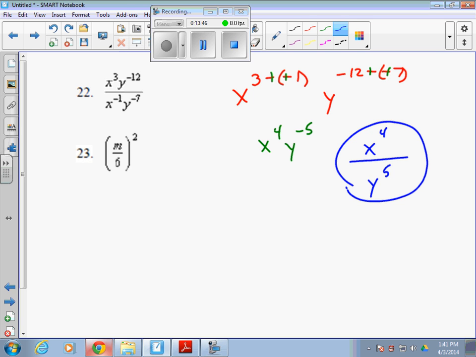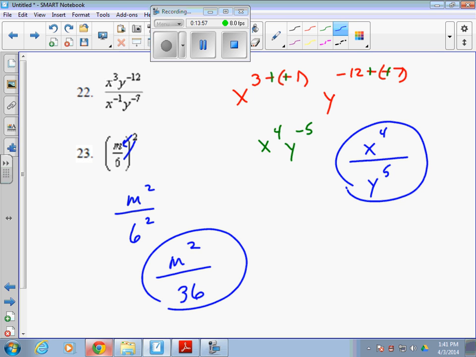Both m and 6 for number 23 are being squared. So m is being squared, and 6 is being squared. So m squared over 6 squared, which is 36.